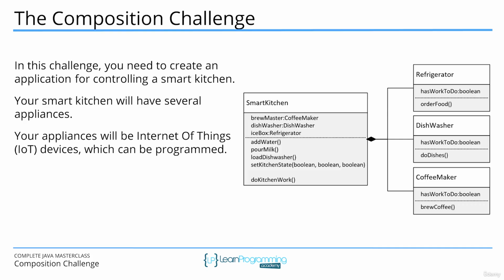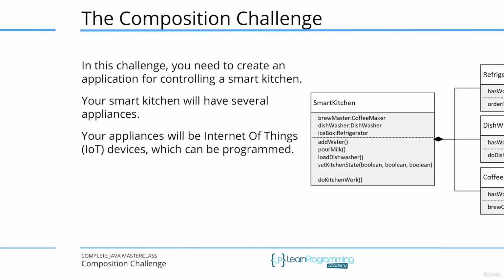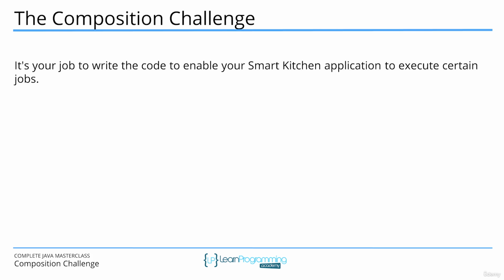For example, you might automate things in your kitchen in the morning, such as brewing coffee, because you are always in a rush to get to work. It's your job to write the code to enable your smart kitchen application to execute certain jobs.